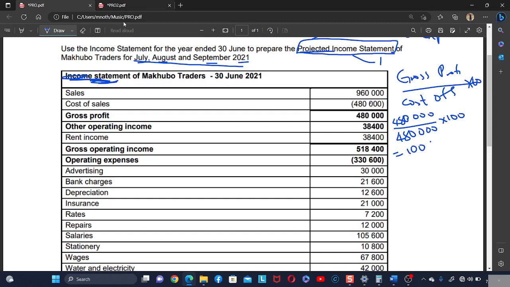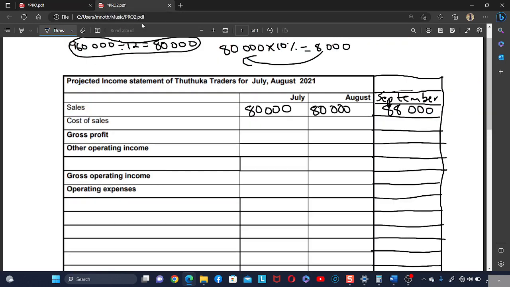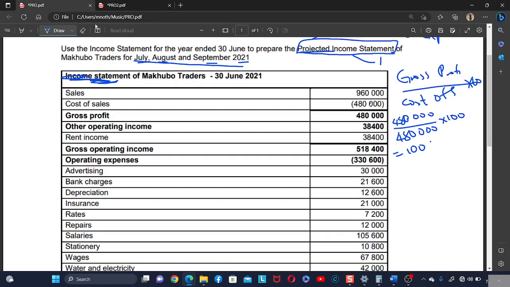So what we want right now is to calculate the cost of sales for this month. Now we know that the markup is 100%. What do we know? We know that cost price plus markup is equal to selling price. The markup is 100% right now. But what you know about the cost price is that it must always be 100%. So 100 plus 100 is equal to 200.